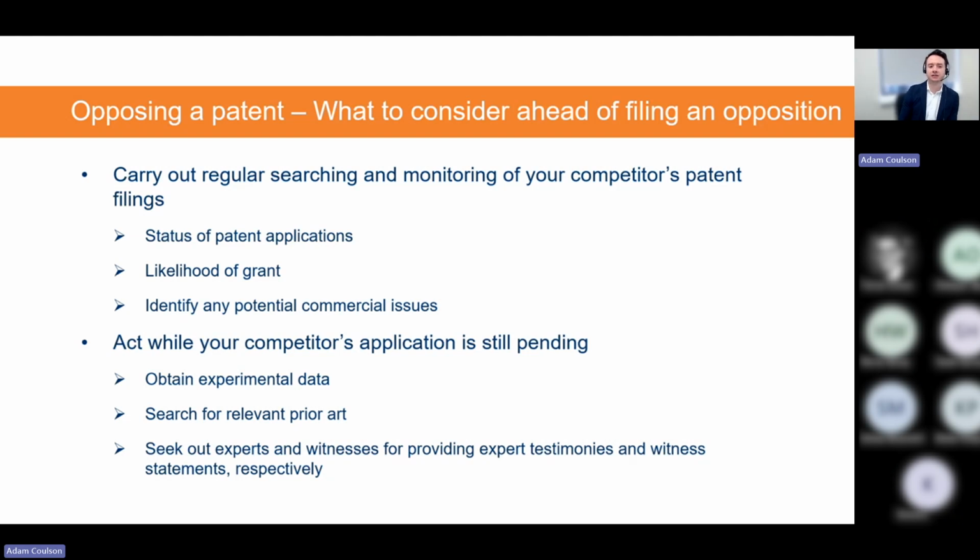Identifying at an early stage relevant European patent applications filed by your competitors will allow you more time to gather evidence and prepare a robust opposition case against the patent.